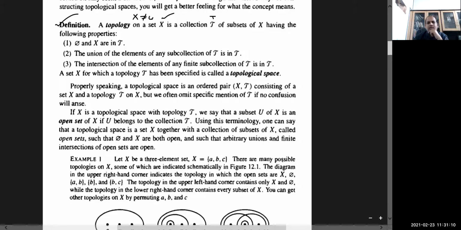Suppose X is any non-empty set, then how will we define a topology? Just go through this definition. We have to strictly follow this definition. If a set is given, first make its power set. Power set is the collection of all possible subsets. Then from this power set, take a collection.